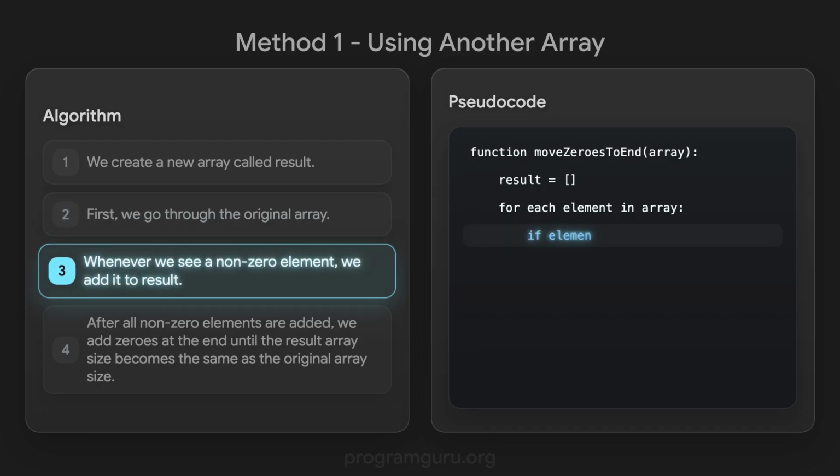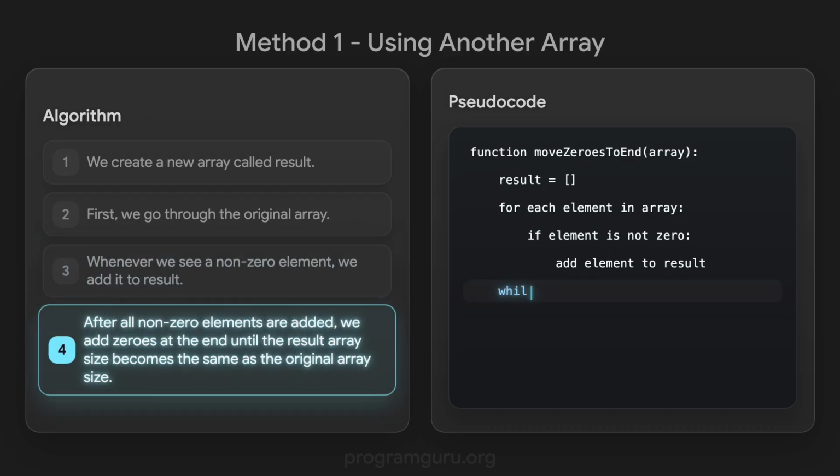Step 3. Whenever we see a non-zero element, we add it to result. So inside the loop, if element is not 0, add element to result. This means zeros are not added here. Only non-zero elements are copied to the result array.